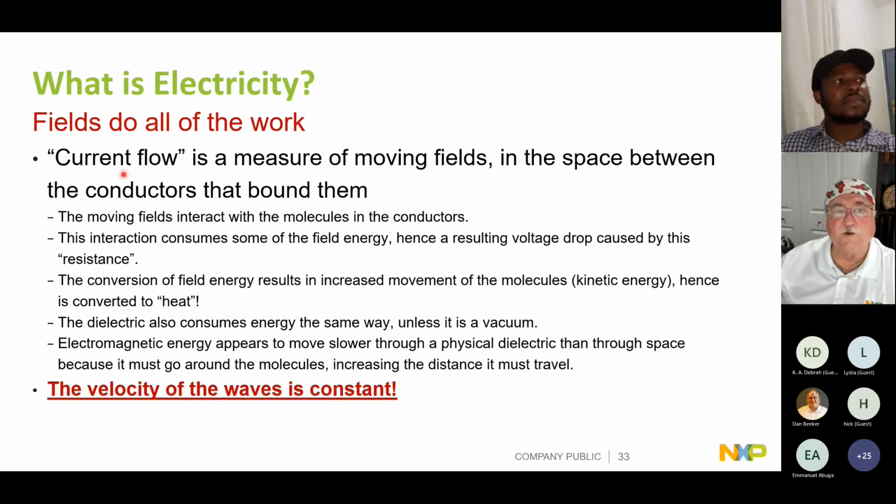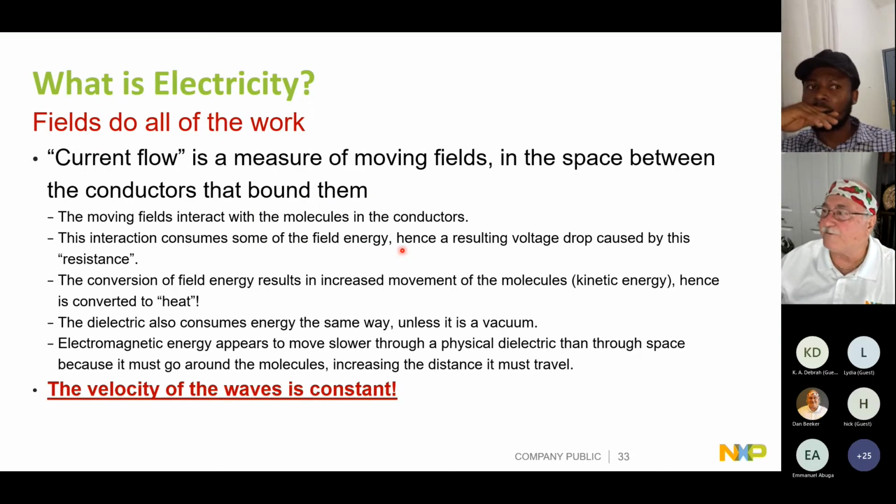So again, current flow is a measure of the field in the space between the conductors. We already understand that it starts by moving some electrons. So it's interacting with the outer molecules in the crystal lattice of the metal, the copper in most cases. Because the electric field is pushing on these outer valence electrons, it's causing these molecules in the conductor to start to vibrate. So some of that electromagnetic field energy is converted into kinetic energy.